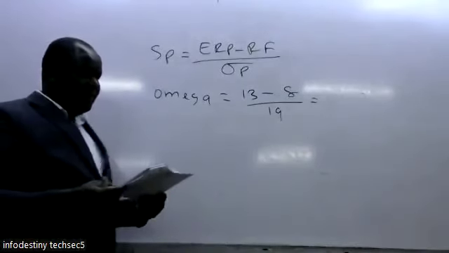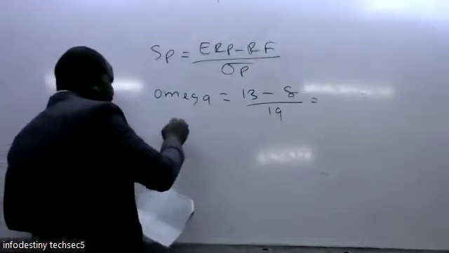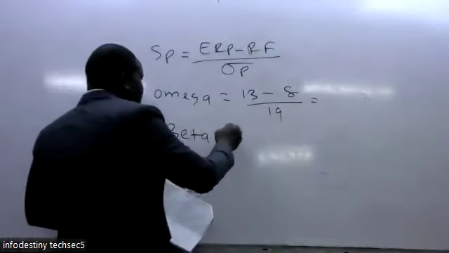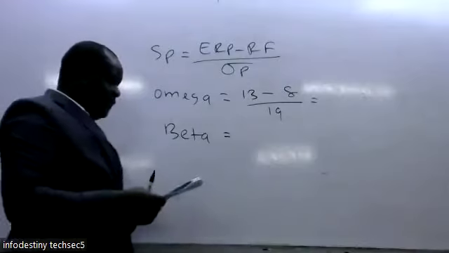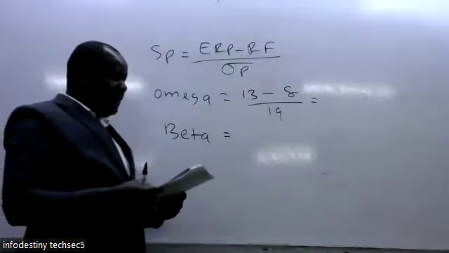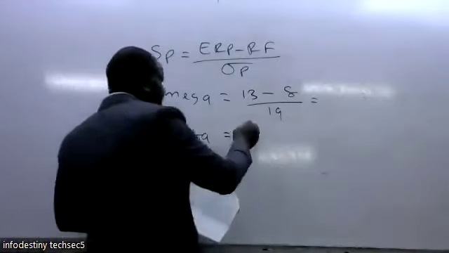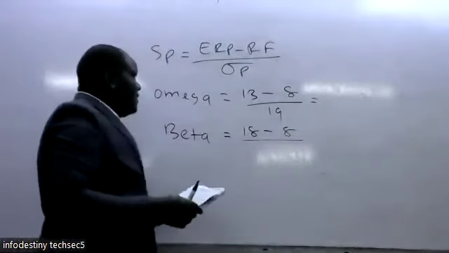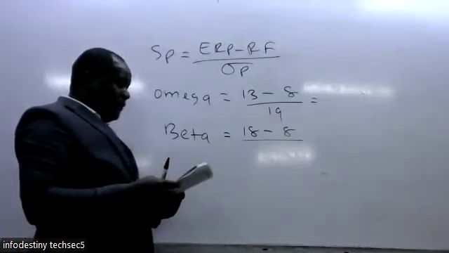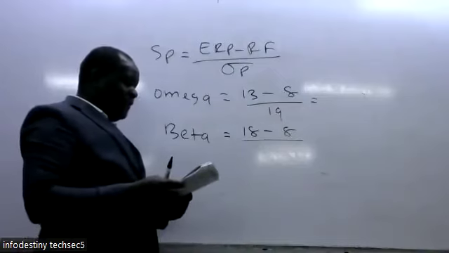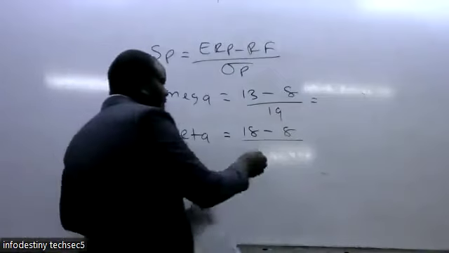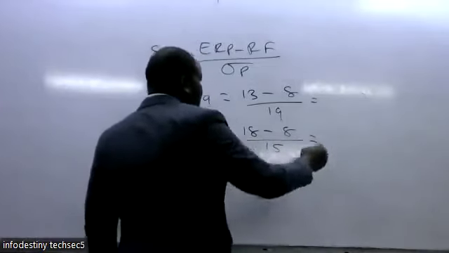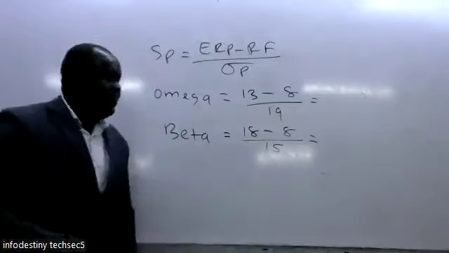The next one is beta. So for beta, the realized return is 18. Risk-free rate is 8. The standard deviation for beta is given us which value? 15. They gave you 50. So that should be able to give you the Sharpe for beta.